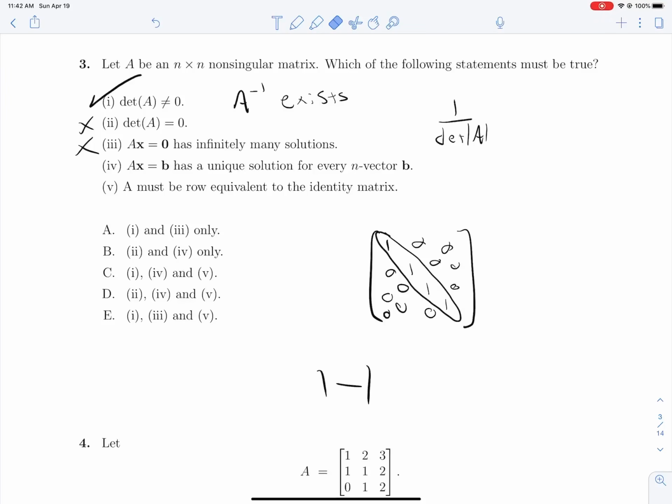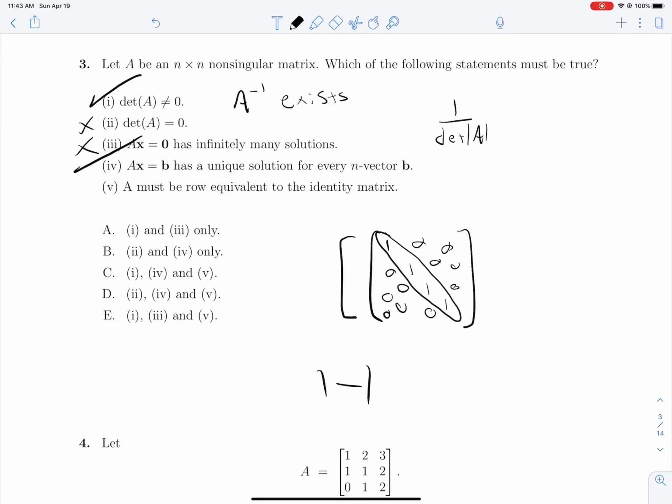Additionally, any 1-to-1 transformation, if it's an m by n matrix, must also be onto, because we have a pivot for every row, which represents each dimension in our output space. So therefore we span the output space, so our transformation is onto. And having a unique solution for every n vector B really is just asking, is the matrix transformation 1-to-1? Which we said, yes, it is. All invertible matrices will be both 1-to-1 and onto.